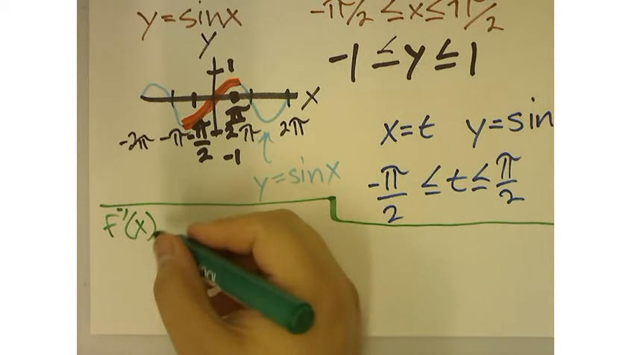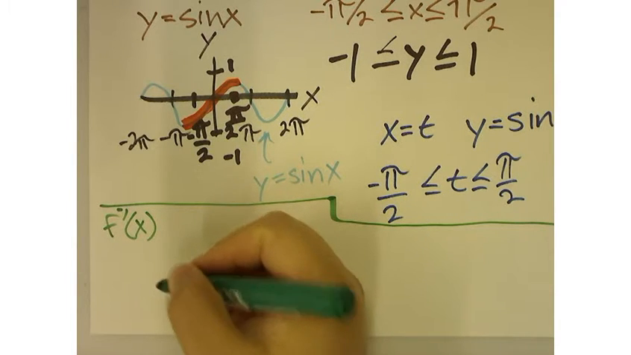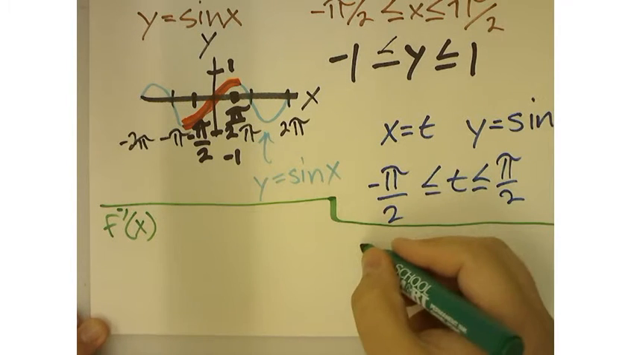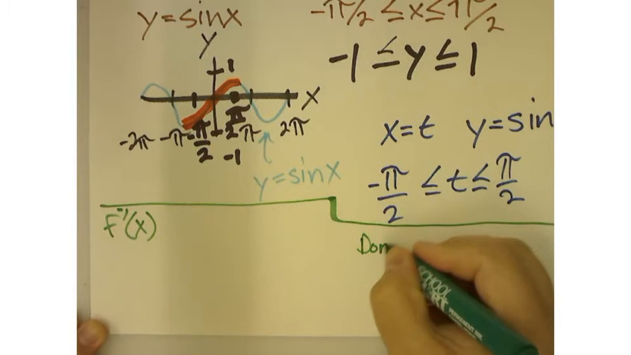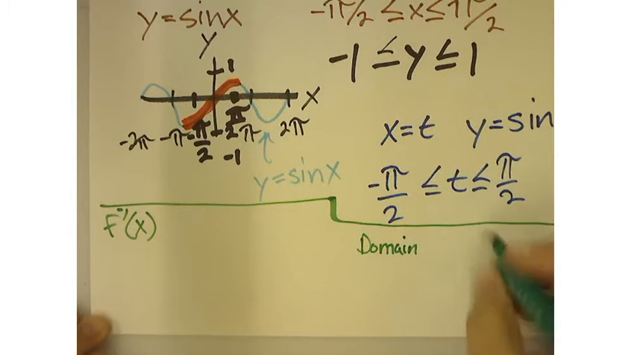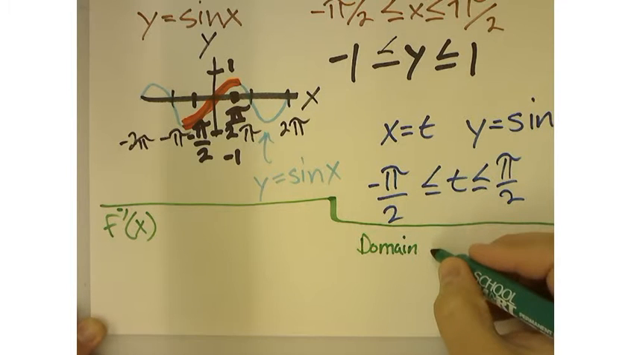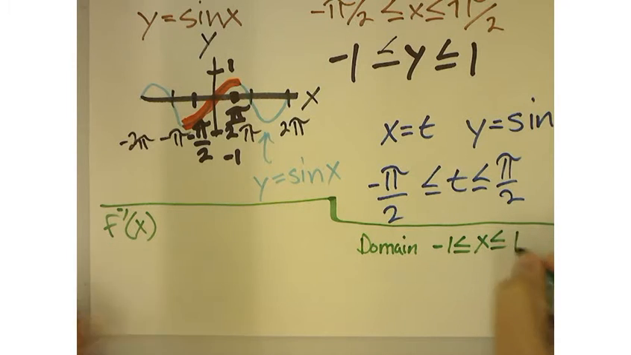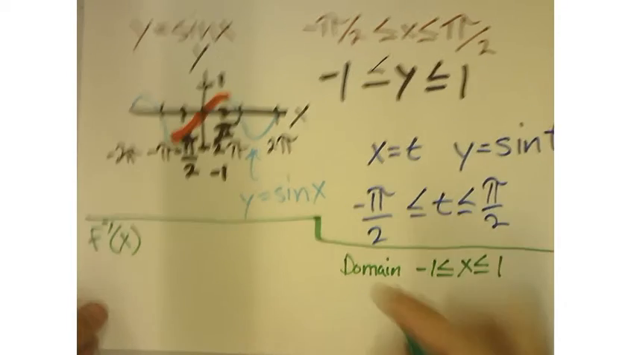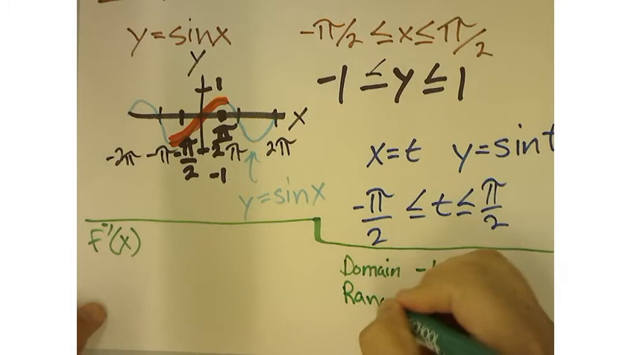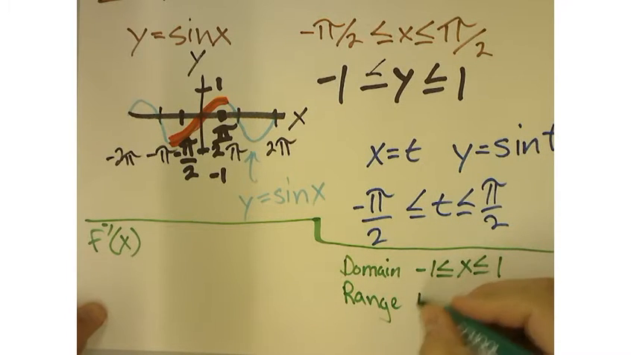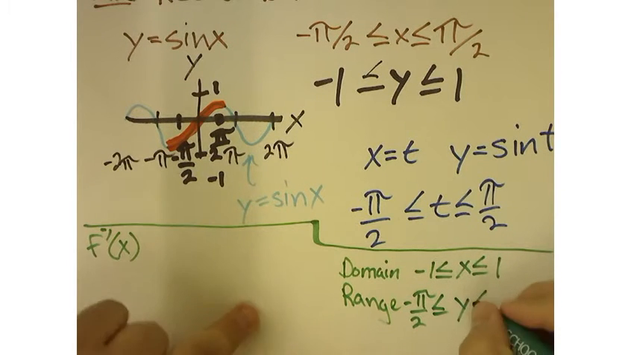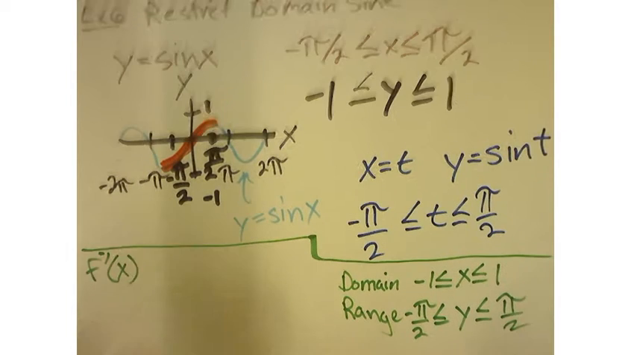So the inverse of my function, let's list some of these things. The domain of this would be the range of the old one, because we're flip-flopping the x and y around. So the domain would be negative 1 to 1, and then my range would be from negative pi over 2 to pi over 2.